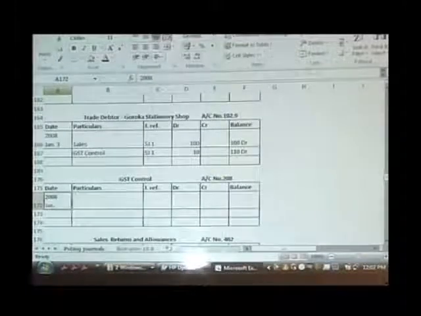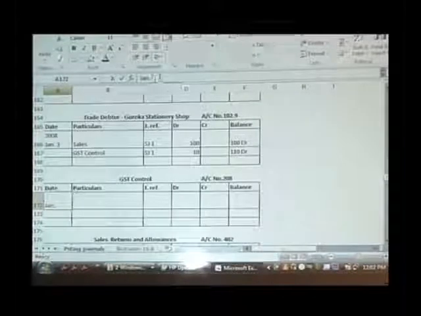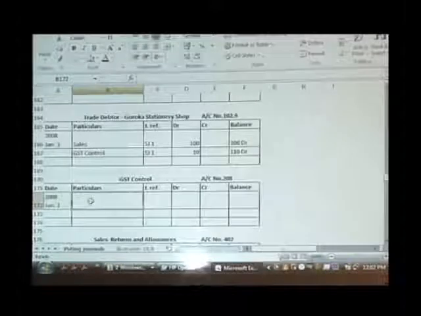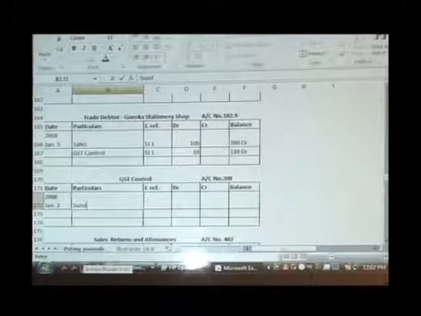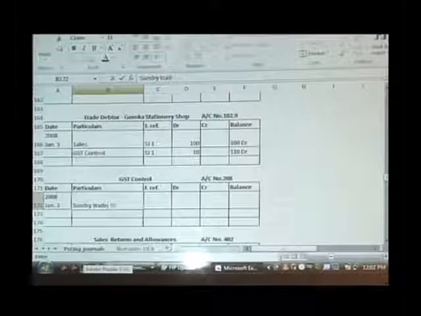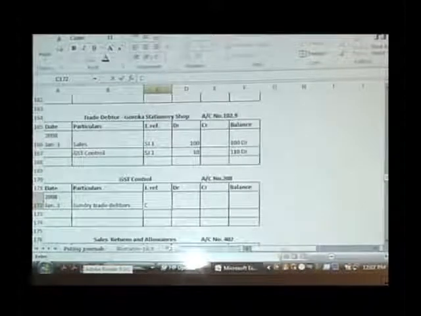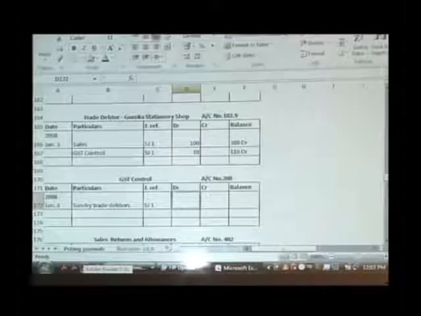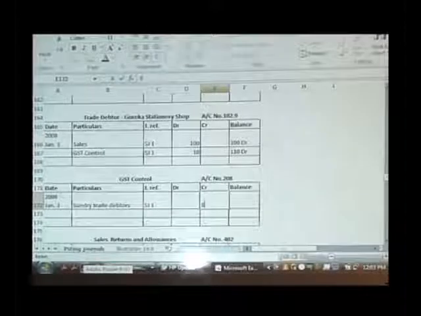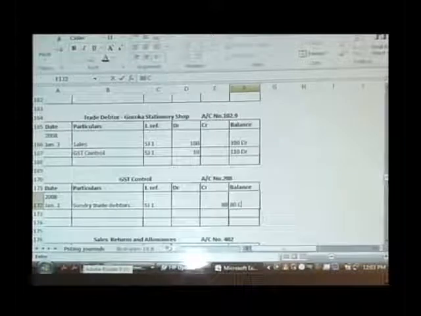GST account 208, 3rd January. January again, sundry trade debtors, SJ1, GST control 80 credit.